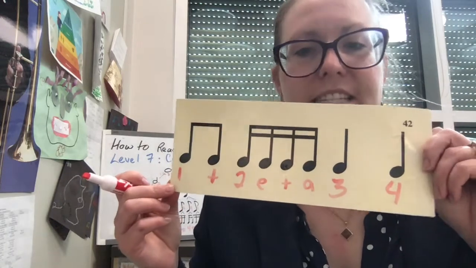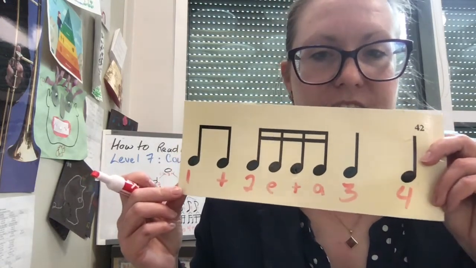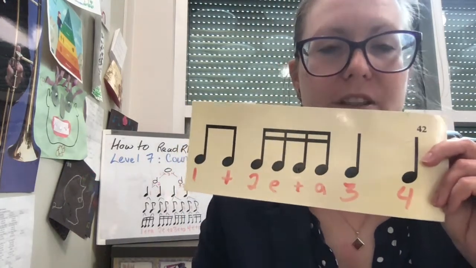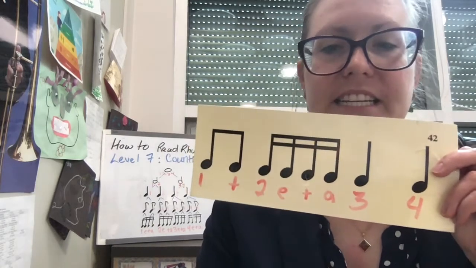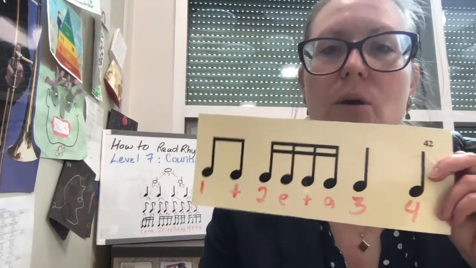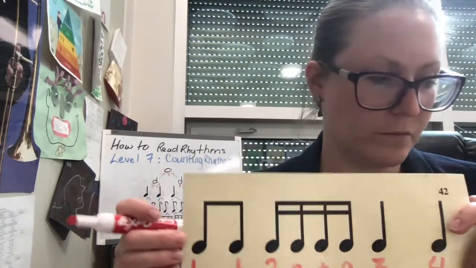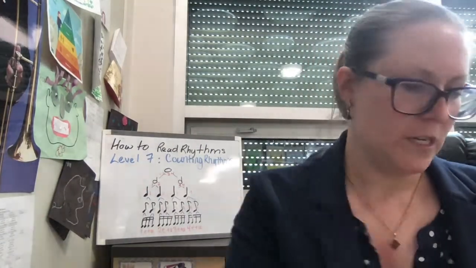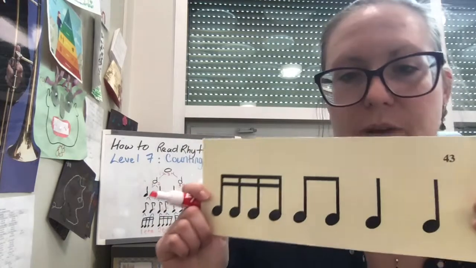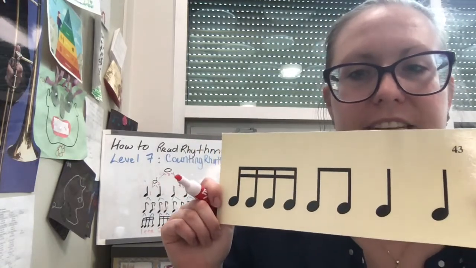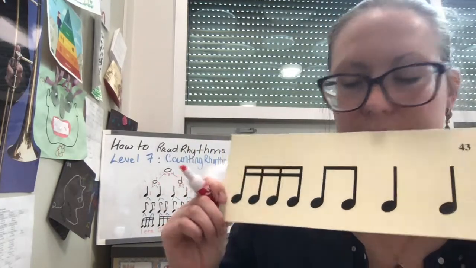So, tee tee ticka ticka ta ta, 1 and 2 e and a 3, 4. Tee tee ticka ticka ta ta, 1 and 2 e and a 3, 4. So we'll try it 2 more times. So here, ticka ticka tee tee ta ta.